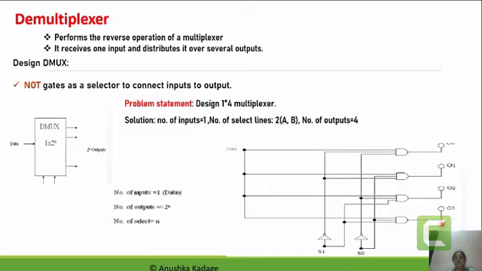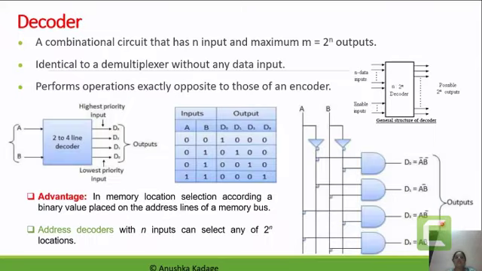This is how, in the demultiplexer, with the help of the select line combination, the output line will be selected on which the input has to be presented. The next block after the multiplexer and demultiplexer we have to cover is the decoder.